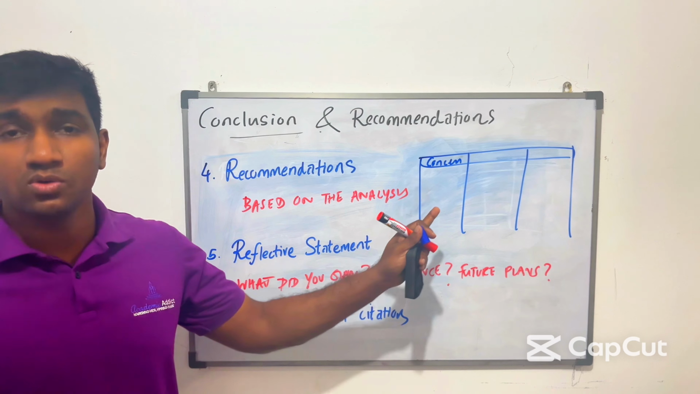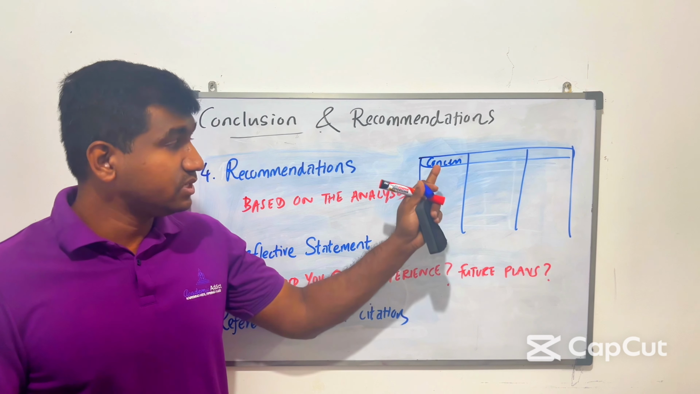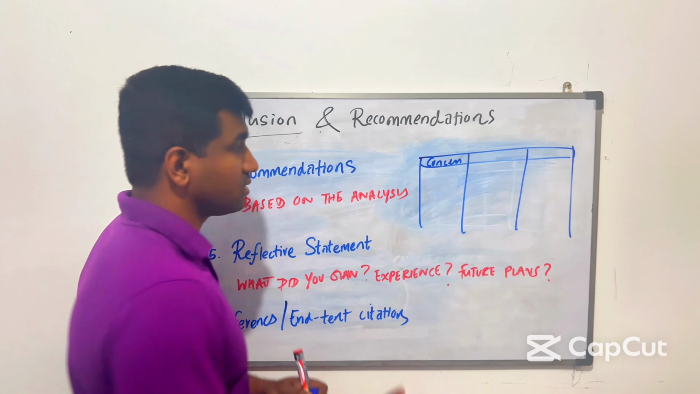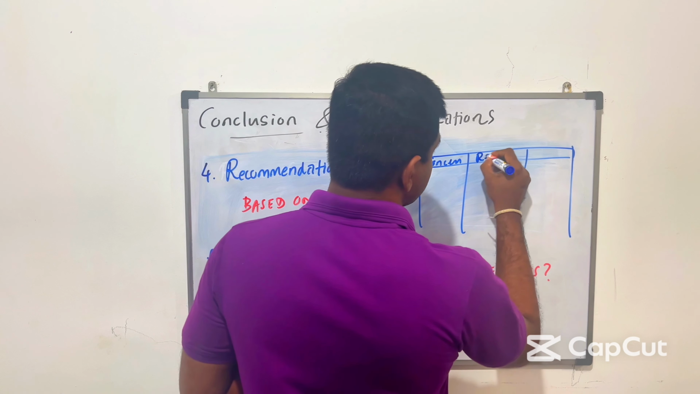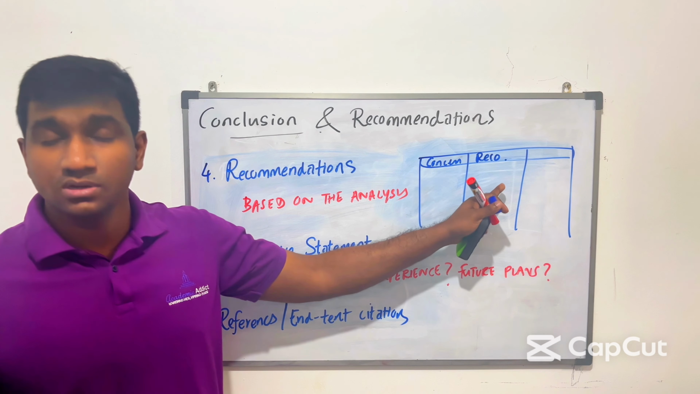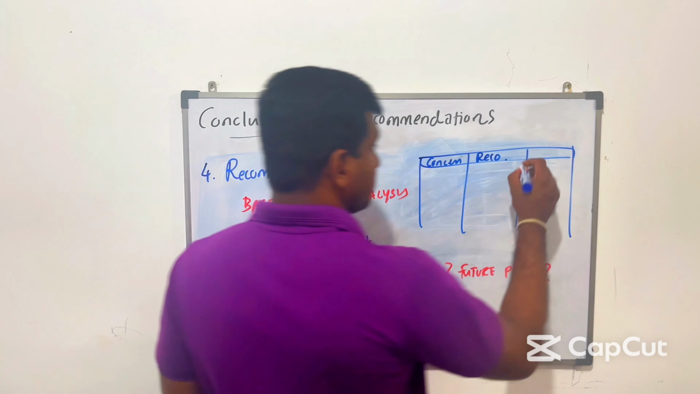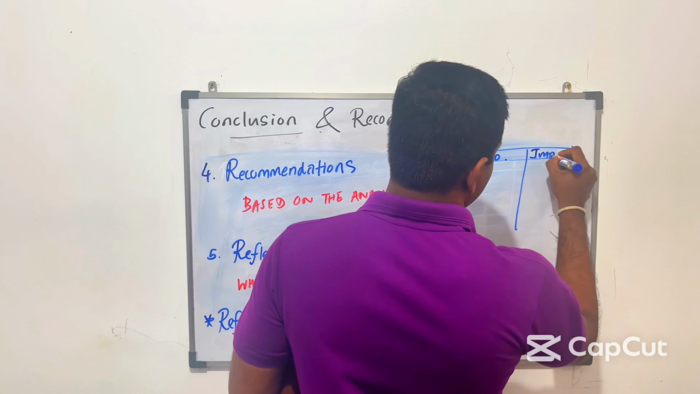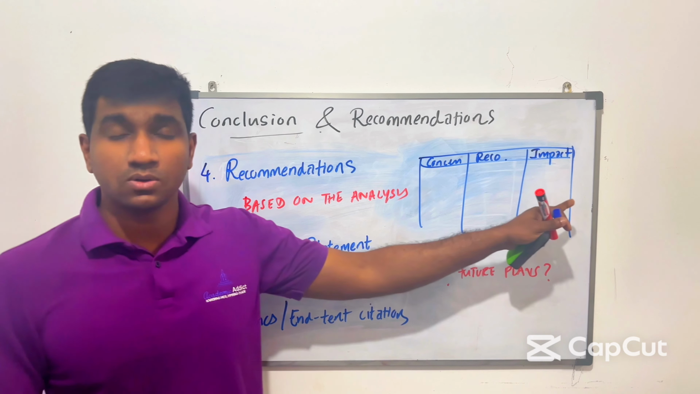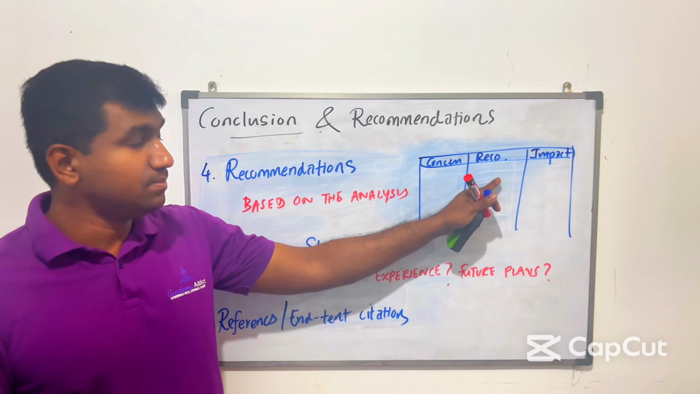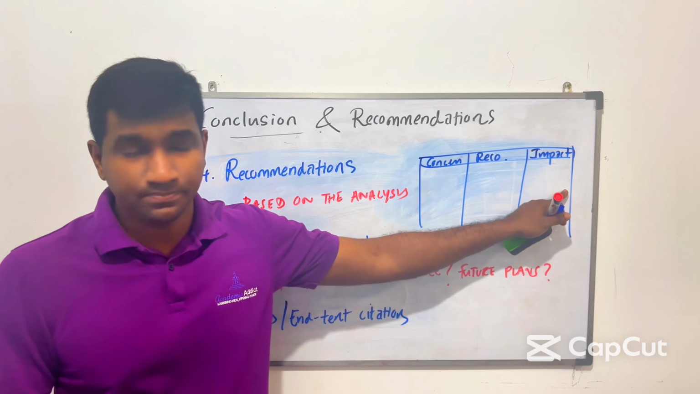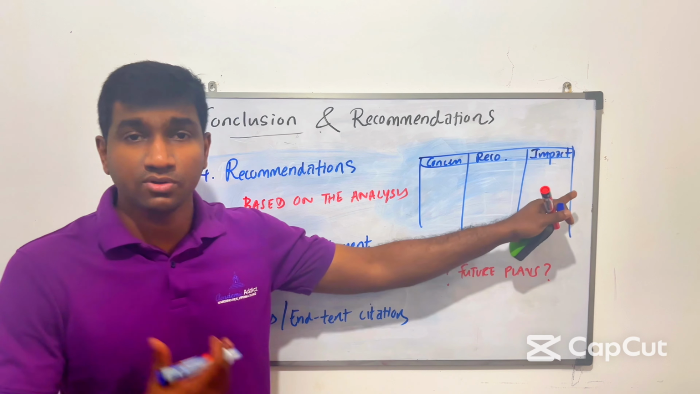The first is the concern area, the weak area, the area where you have found an issue. Next is the recommendation, where you have to give the recommendation. And the third and last column is the impact or the benefit. If you implement this strategy, what is going to be the impact on the company? It should be a benefit. That's why you're recommending it.